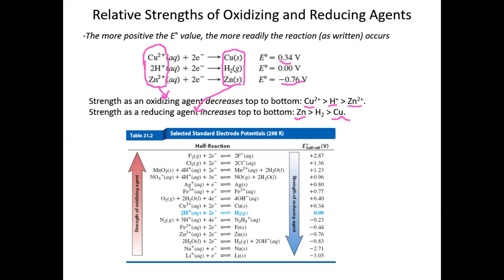So, for example, if you use copper solid and zinc 2 plus, that reaction will not occur because zinc prefers to be oxidized and copper prefers to be reduced. But if you use copper 2 plus and zinc as reactants, then that reaction will occur because copper 2 plus prefers to be reduced, zinc prefers to be oxidized.